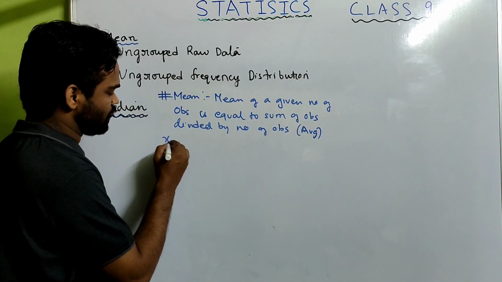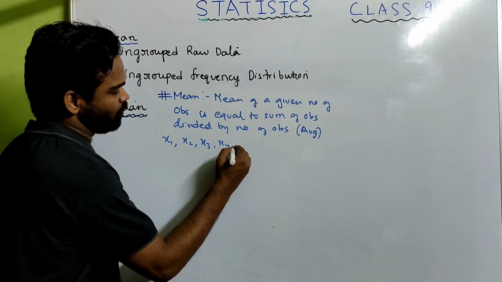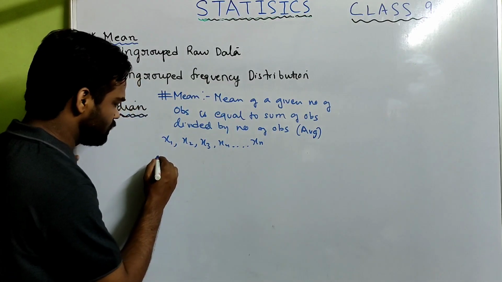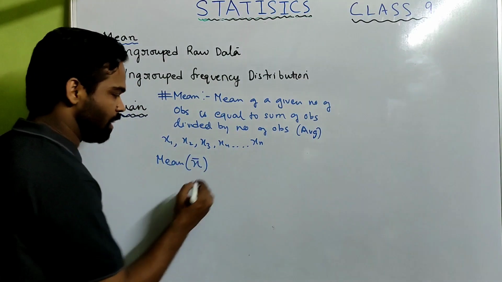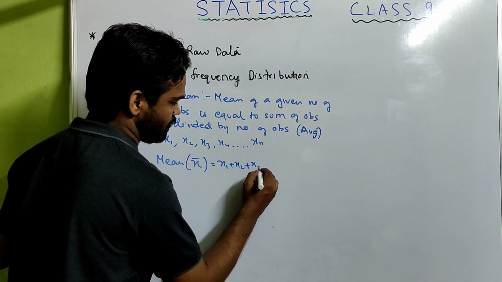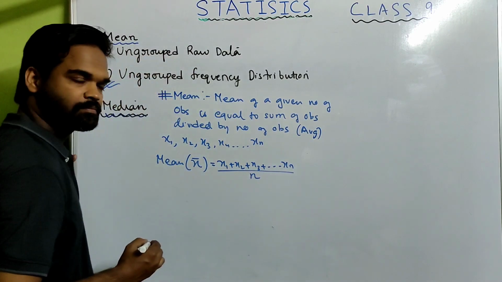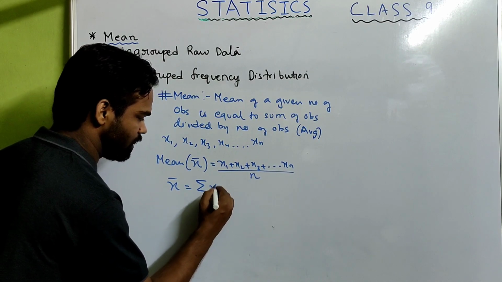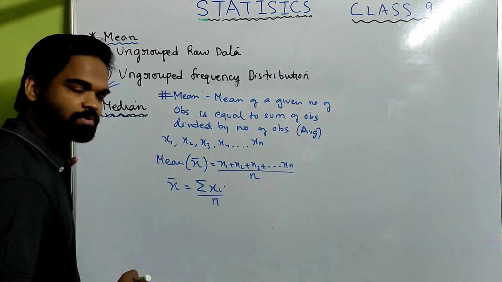Suppose you have x1, x2, x3, x4 dot xn, n raw data. Then how to find the mean? Mean, represented as x bar, is given as the sum of all the observations by the number of observations, and this sum of all the observations we write as sigma xi by n. The sigma xi is nothing but the sum of all the observations.